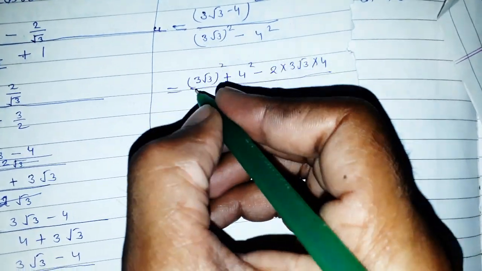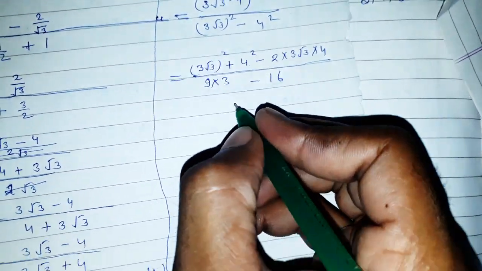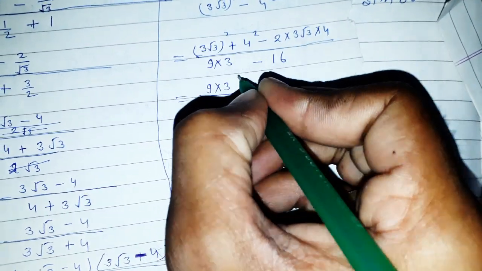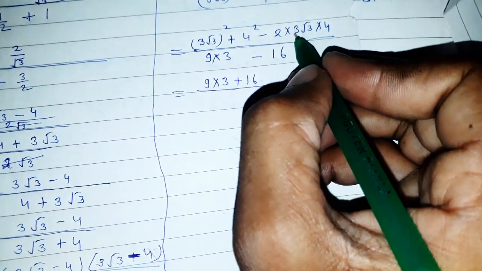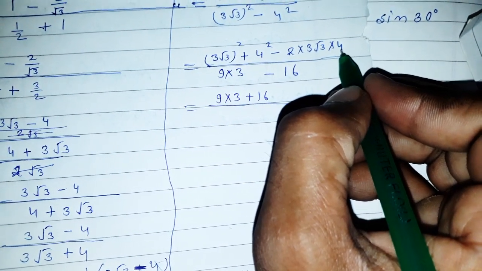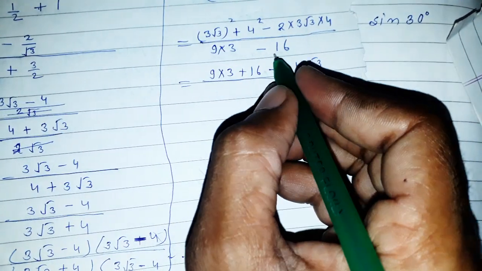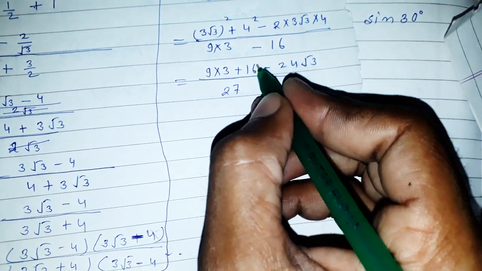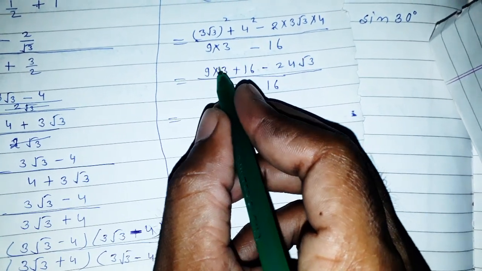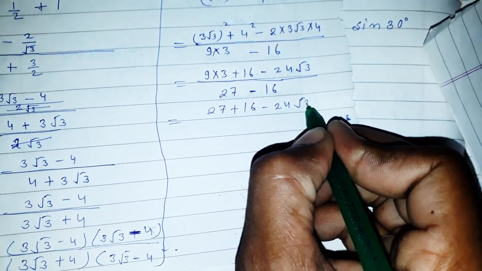Okay, this is 9 into 3 and this is minus 16. Now this is 9 into 3, this is 16, 3 into 2 is 6, 6 into 4 is 24, so minus 24 root 3. This is 27 minus 16. This is 27 plus 16 minus 24 root 3.